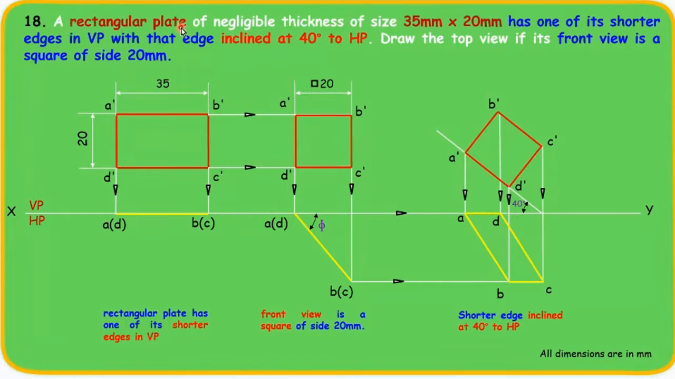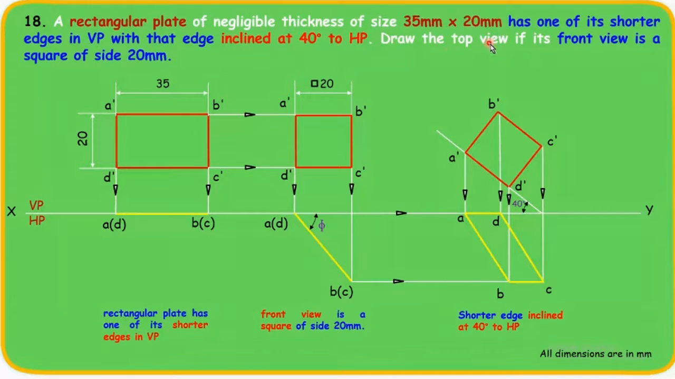A rectangular plate of negligible thickness of size 35 mm into 20 mm, which is this one, 35 into 20, has one of its shorter edges in VP. They have clearly given in the question that one of the shorter edges of the rectangular plate is in the vertical plane, with that edge inclined at 40° to HP. So this shorter edge, which is in the vertical plane, is inclined at 40° to the horizontal plane.